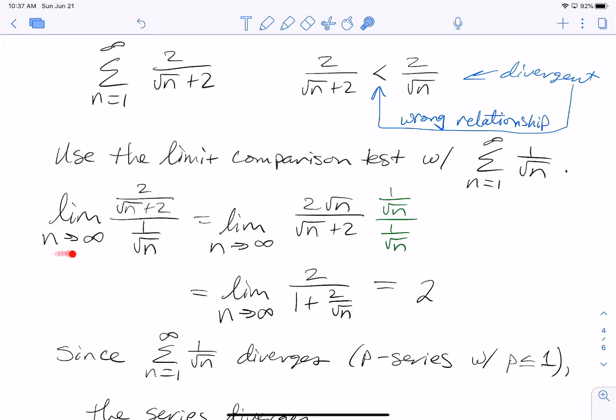Here I have the limit as n approaches infinity of 2 over the square root of n plus 2, all divided by 1 over the square root of n. So I flip out the denominator and multiply, and we end up with the limit as n approaches infinity of 2 times the square root of n over the square root of n plus 2. Dividing out the largest power of n that appears in the denominator means I'm going to multiply numerator and denominator by 1 over the square root of n.